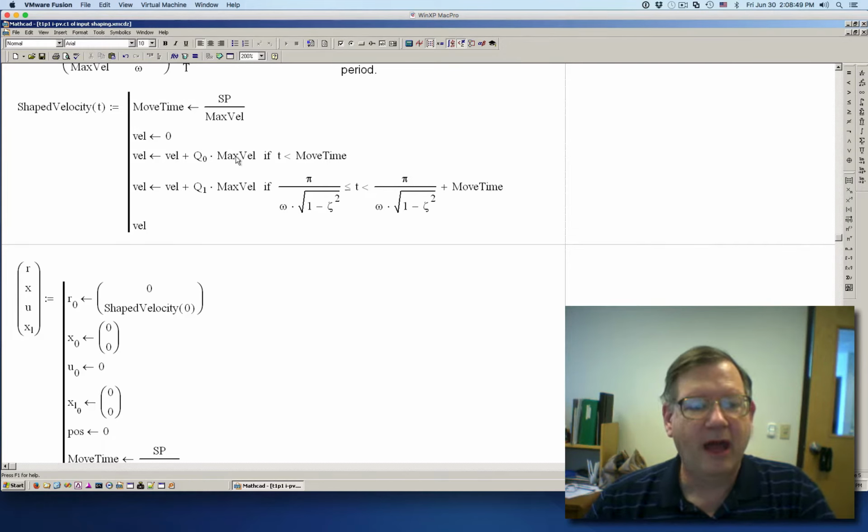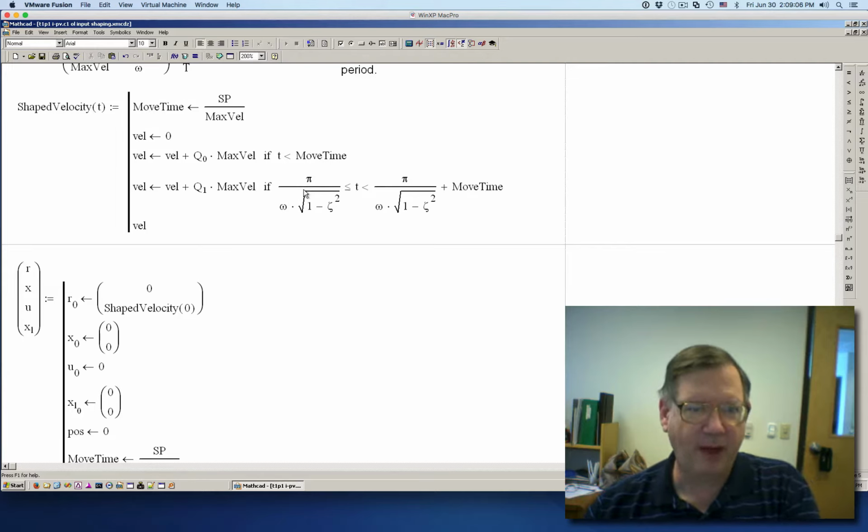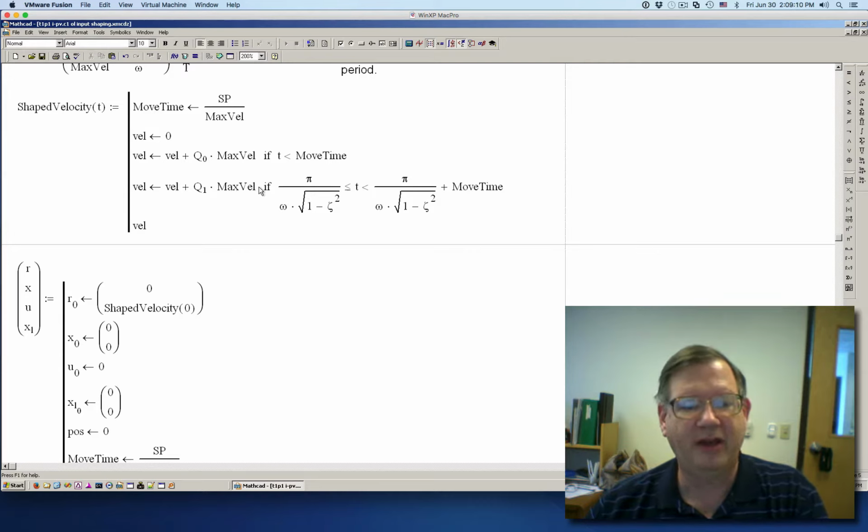But what I have to do is multiply this velocity times the max velocity if the time is less than the move time. And then if it gets past 180 degrees, or that halfway point in the wave, then what I have to do is add the second impulse. And then that's going to last for a move time.